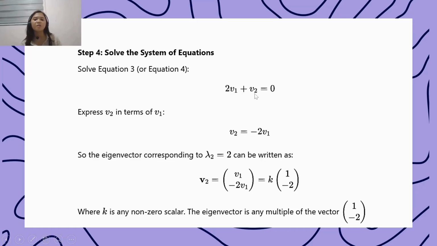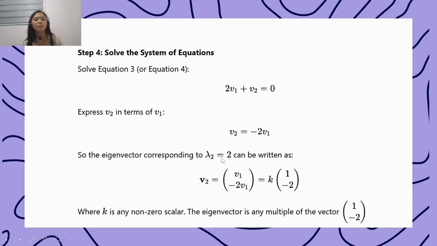So, 2 v sub 1 plus v sub 2 equals 0. So, we will express v sub 2 in terms of v sub 1. So, v sub 2 equals, we will transpose this one, negative 2 v sub 1.